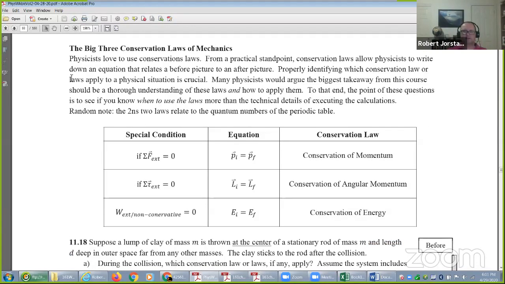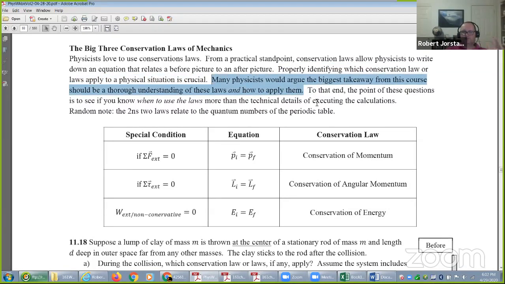All right, whatever. Physicists love conservation laws. Why? If you know which conservation law to write down, that allows you to get an equation relating a before and after picture and solve for something. Properly identifying this law, which one you could use, is crucial.